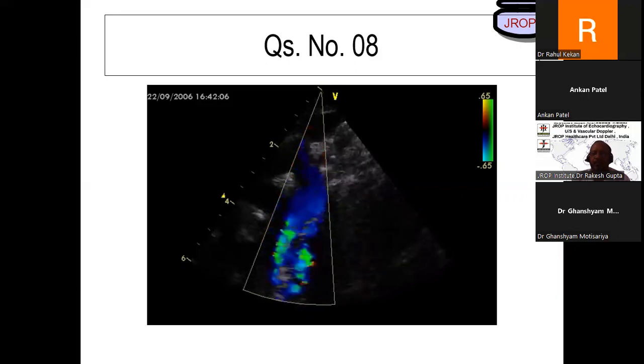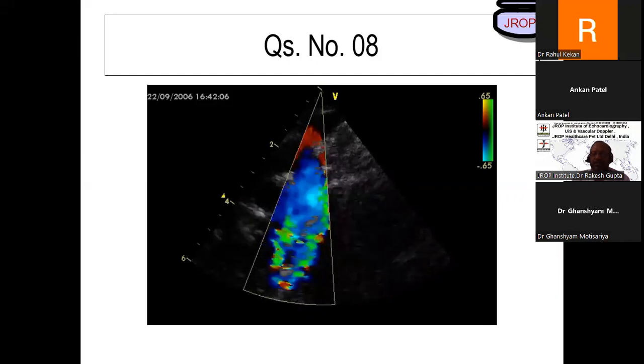Sir, is this aortic dissection with a false lumen? You are going to lose. Don't say these words. Okay.